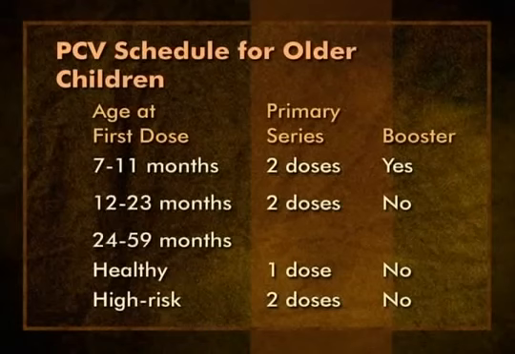Children beginning the series at 12 to 23 months of age should receive 2 doses separated by at least 8 weeks with no booster dose. Healthy unvaccinated children 24 to 59 months of age need only 1 dose. Unvaccinated children 24 to 59 months of age at high risk of invasive pneumococcal disease, such as those with HIV infection or asplenia, should receive a total of 2 doses separated by 8 weeks.